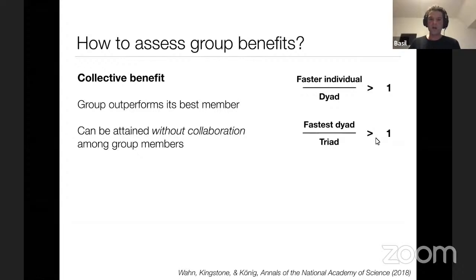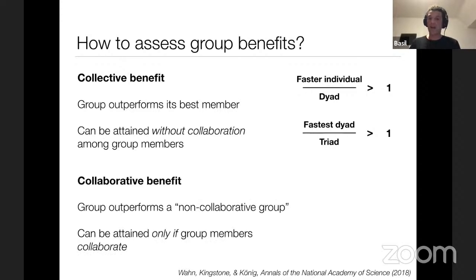Now, if you use the collective benefit, as I said, there's one problem. You do not know whether co-actors actually collaborated, in other words, divided labor in this task. So there's a need for another group benefit criterion, which we call the collaborative benefit. Here the baseline changes. It's not the best member to which you compare the group performance. Now it's a non-collaborative group. This collaborative benefit can only be attained if group members actually collaborate.